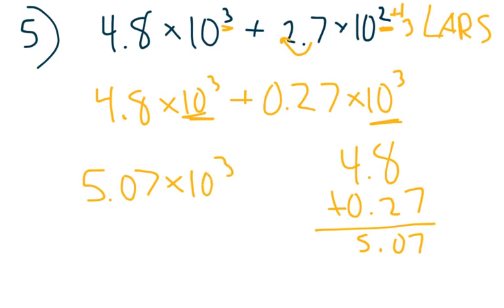And again, the trick was picking up on the fact that these are different exponents from the get-go and changing it. And when you change the smaller one, you prevent having to change your answer. If you change the larger one, you'd probably get 50.7, and so then you'd have to change the exponent on the power of 10 to make it 5.07.